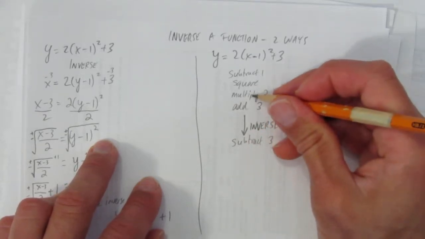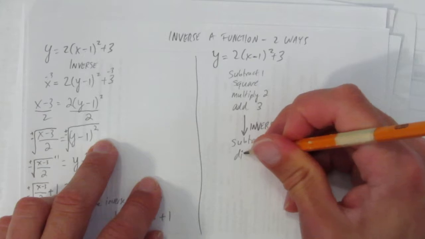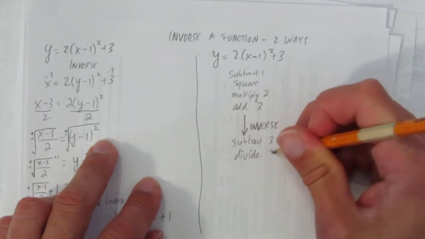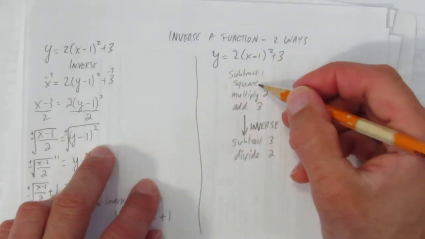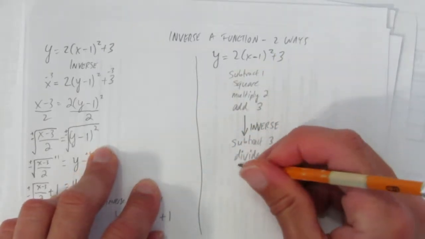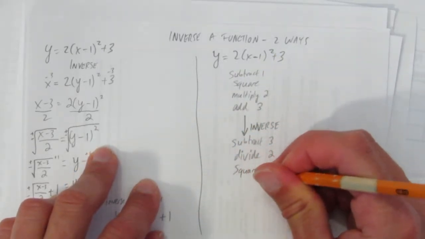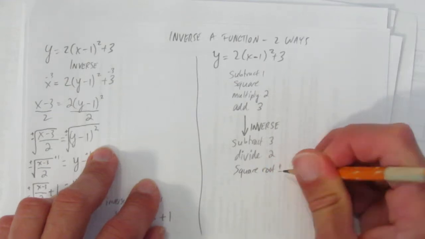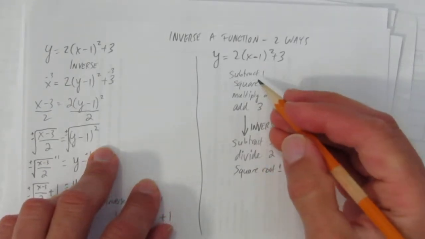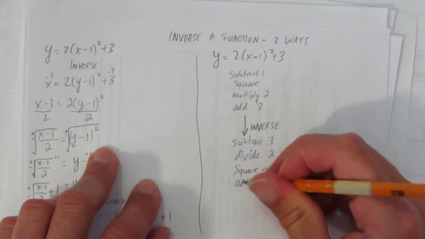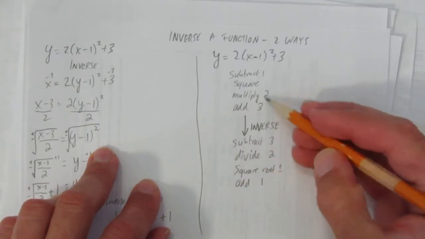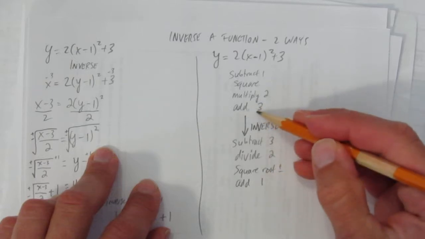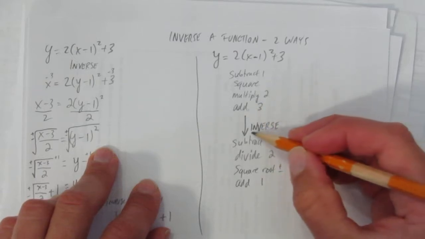What's the opposite of multiply by 2? Divide by 2. What's the opposite of square? Well, we learned previously the opposite of square is square root plus or minus. And what's the opposite of subtract 1? Add 1.